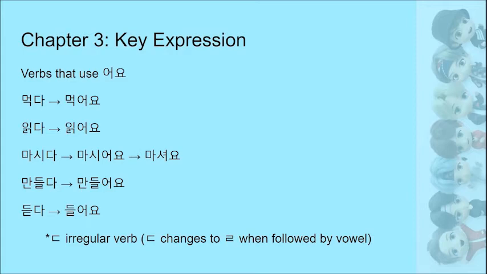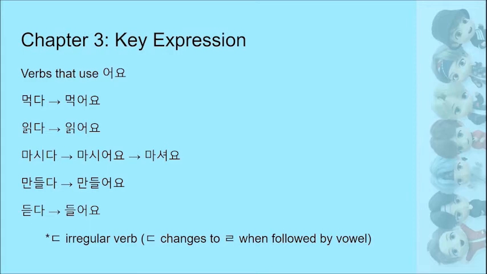So first we have 먹다, which is to eat. So you take off the da and you're left with just 먹. And then you add 어요, so we get 먹어요. And again, you don't cut that sound in the first syllable. The ending consonant there gets pushed over to that vowel in the second syllable. So it flows a little bit more.